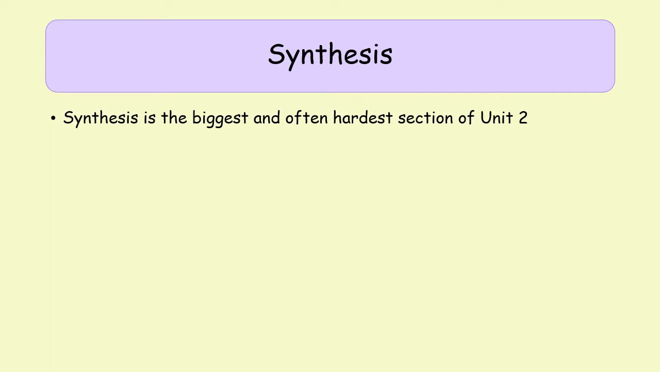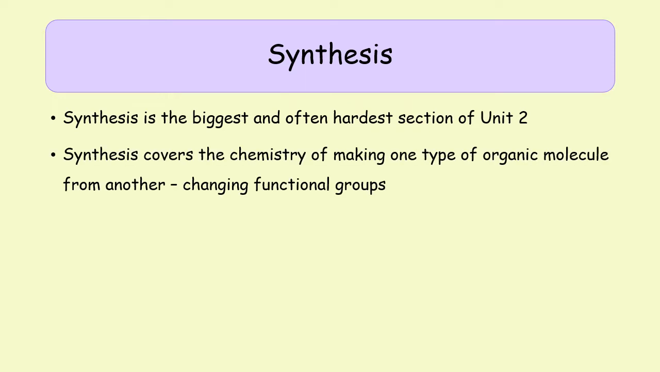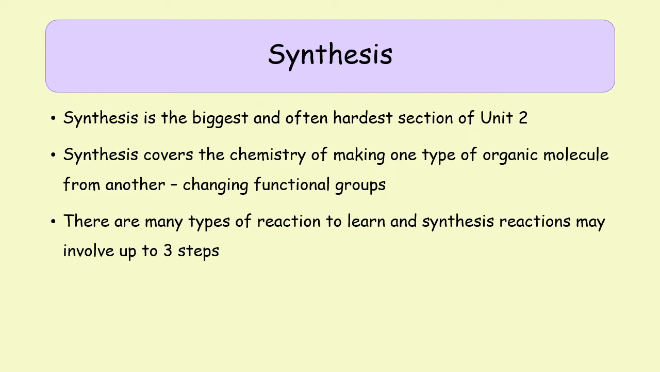So synthesis is by far the biggest and by some people considered the hardest section of Unit 2. There's a lot of information and things need to be very specific. Synthesis covers the chemistry of making one type of organic molecule from another and understanding how to go from one functional group to another, often in a series of steps, and being able to identify and know the reaction conditions involved in each one of those steps. There are many types of reaction to learn, and synthesis, as I said, can involve up to 3 different steps in a row.